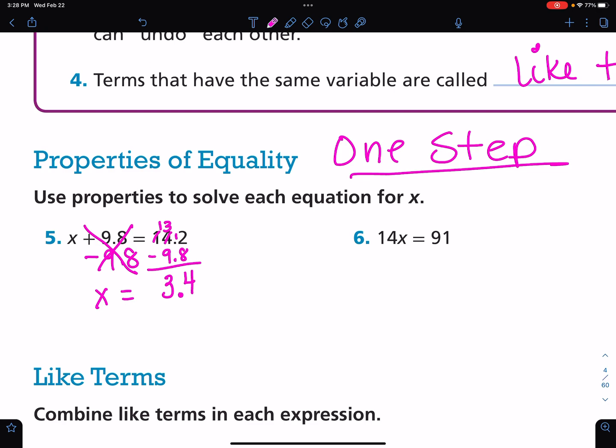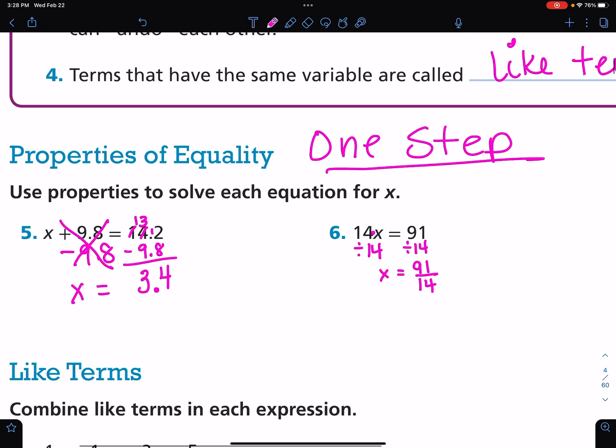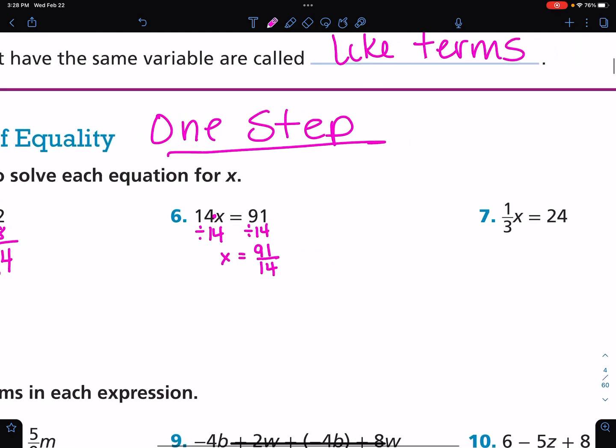Now this one is the property for each equation. This is multiplication, in case you don't remember. So the opposite of that, or the inverse of that, is division by 14. So I'm going to divide both sides by 14. I'm going to be lazy. I don't want to do all the work. I just want you to understand that this can be written as 91 over 14. That means 91 divided by 14. A fraction is just a division problem.